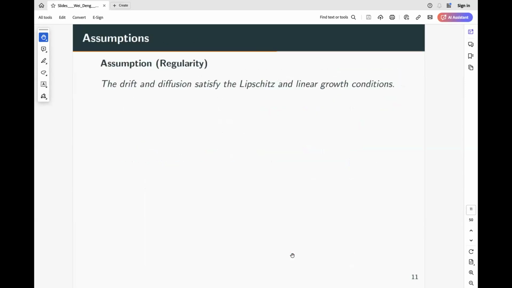And we also lay out some standard assumptions, like the Lipschitz assumption and the linear growth assumption for the drift and the diffusion term, to make sure the tail of the distribution decreases sufficiently fast. And such an assumption also ensures the second moment to be bounded.